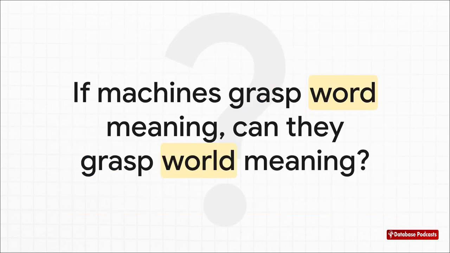Which, of course, leaves us with a pretty big question to think about. We've gone from just counting words to actually mapping out their meaning. So if machines can now truly start to grasp the complex web of relationships in our language, what's next? Can they use that same ability to start grasping the meaning of our world?